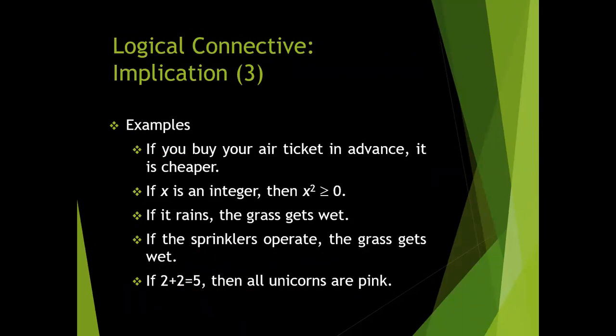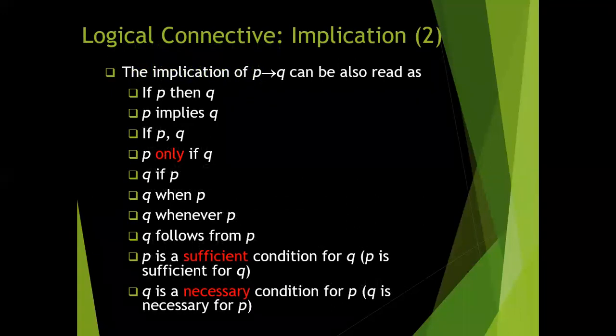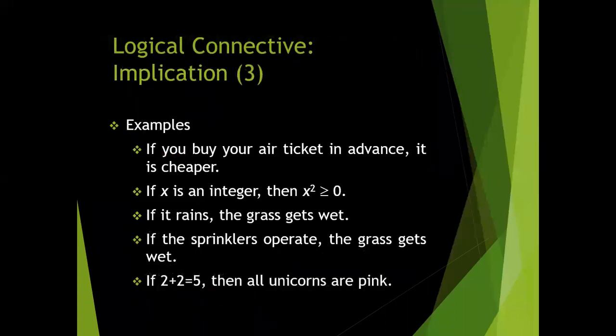Logical connectives, implications 3. These are some examples of the logical connective implication. If you buy your air ticket in advance, look at this. Here we are showing the implication as we have seen before: if P then Q. If you buy your air ticket in advance, it is cheaper. If you don't buy the air ticket in advance, it cannot be cheaper. That's why we are saying if P then Q and so on.